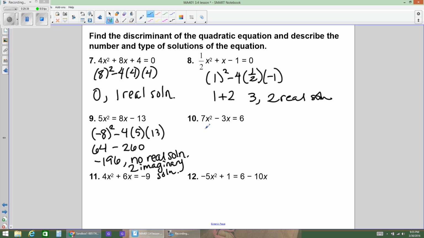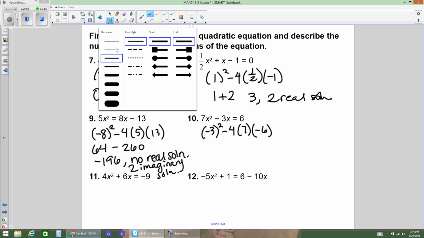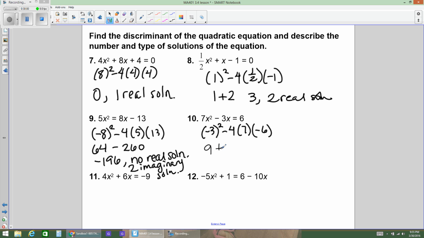Okay, number 10. Looking at this, the 6 is over on the right side, so I'm going to subtract it over. So b is negative 3, a is 7, and c is negative 6. 9 plus 4 times 7 times 6 is 168. So I get 177 is my discriminant, which means 2 real solutions.